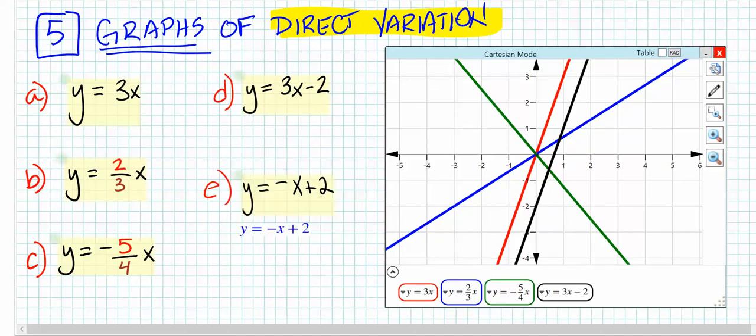Now I've added equation E. What do you think this one's going to be, direct variation or not? You'd be absolutely correct. This is not representative of direct variation. And here's the graph of E. You can see right away that it does not go through the origin. And that's the key. It does not pass through the origin. So all graphs of direct variation must pass through the origin.